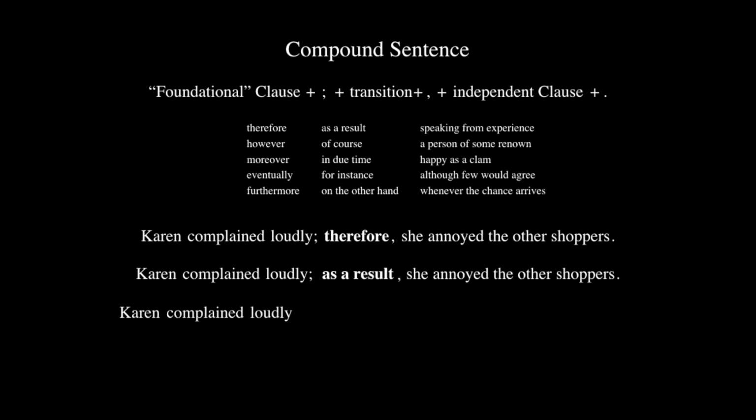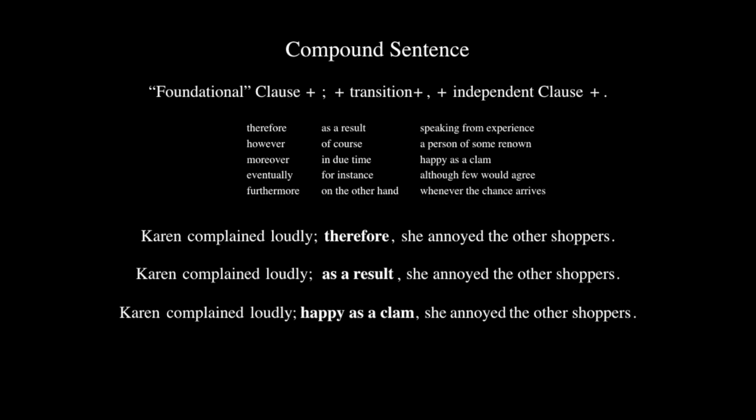Our next independent clause, we'll use Karen complained loudly again, but this time I'm going to use what we call an adjective phrase, happy as a clam, to connect my two independent clauses. So I'll put my comma down and I'll say she annoyed the other shoppers and I'll put my period. Now this is an interesting type of transitional device because it does connect Karen complained loudly to the idea of her annoying the other shoppers, but it also adds an extra detail. When she is complaining loudly and when she is annoying the other shoppers, this makes her very happy. It delights her, right? So it reads, Karen complained loudly. Happy as a clam, she annoyed the other shoppers.